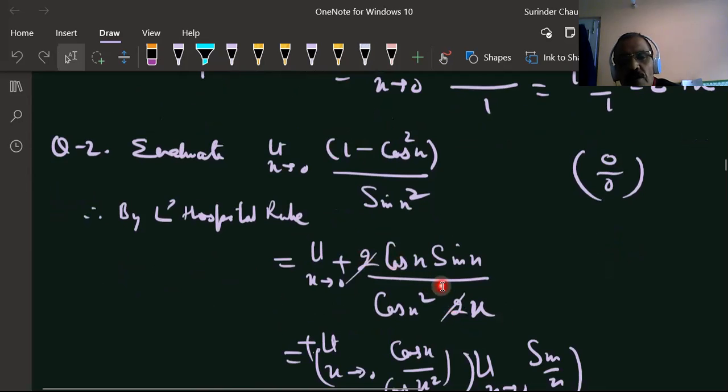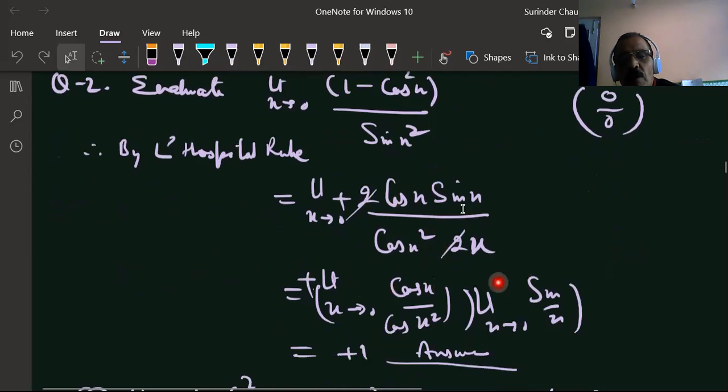Cancel out the common factor and convert into some standard formula. This sin x divided by sin x upon x is equal to 1, and limit x tends to 0 of cos x upon cos x square into limit x tends to 0 of sin x upon x. So this is equal to 1, and limit x tends to 0, cos 0 is 1, and cos 0 is 1, 1 upon 1 is equal to 1.